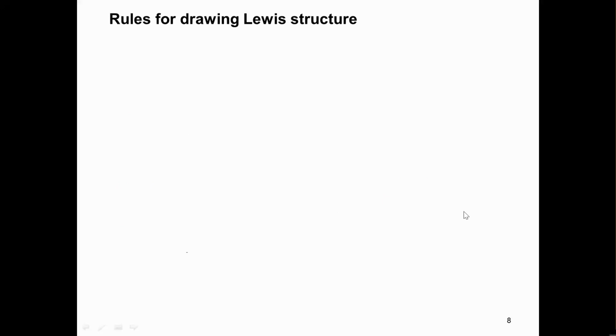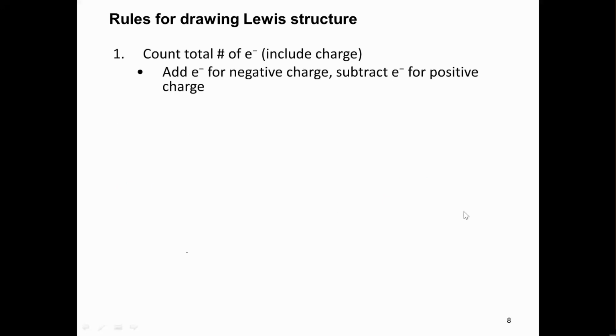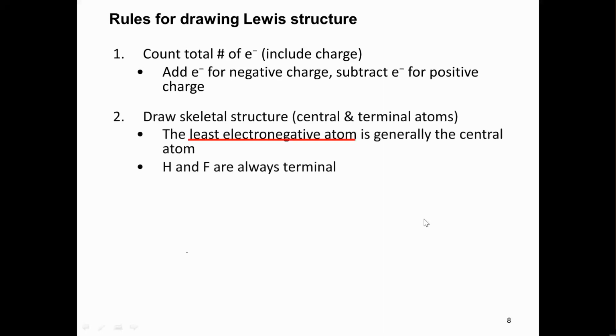Okay, so let's take a look at the rules for drawing Lewis structures. First, let's count the total number of electrons, including charge. The charge can be positive, in which case you remove electrons, or the charge can be negative, in which case you add more electrons. Then you can draw a skeletal structure. The general rule of thumb is to put the least electronegative atom in the center. And hydrogen and fluorine are always terminal. In other words, they are at the end of each bond. They are on the outermost structure.